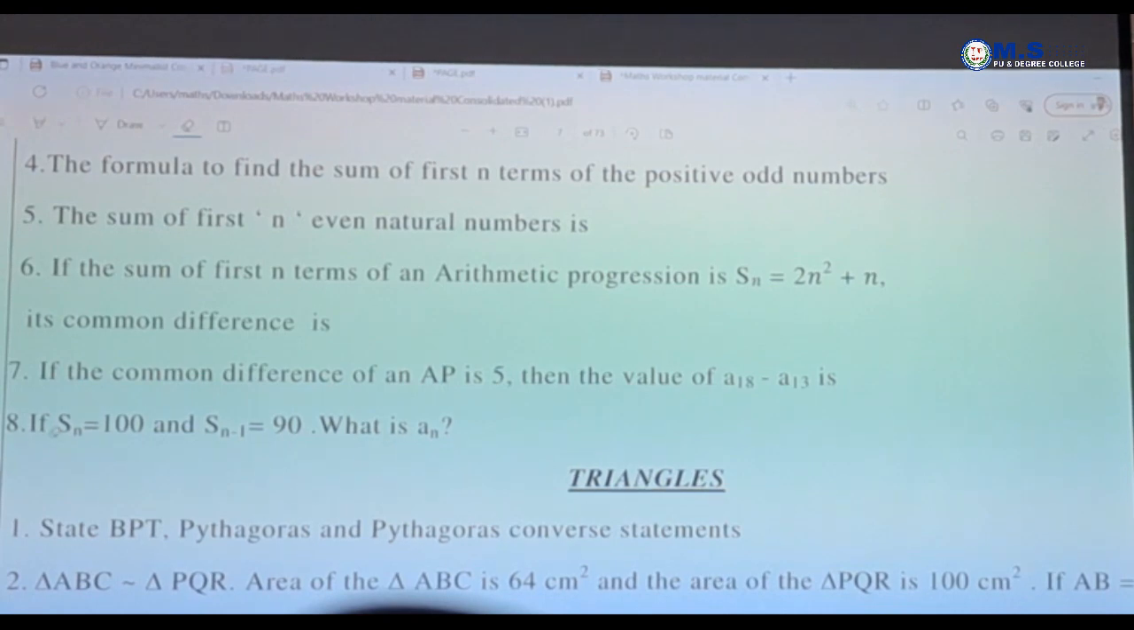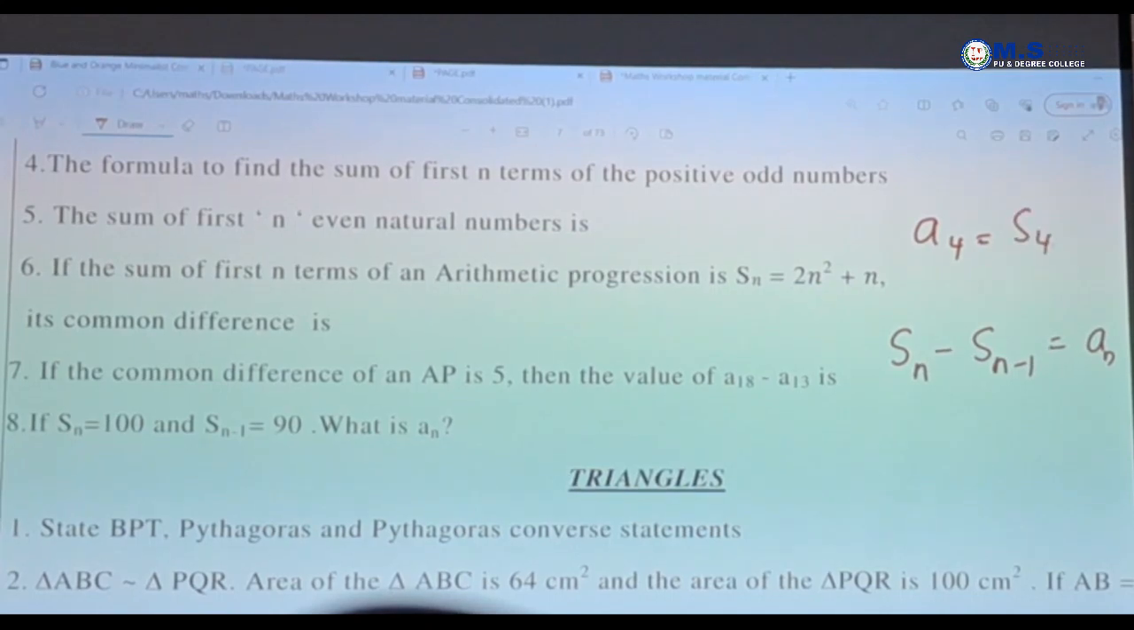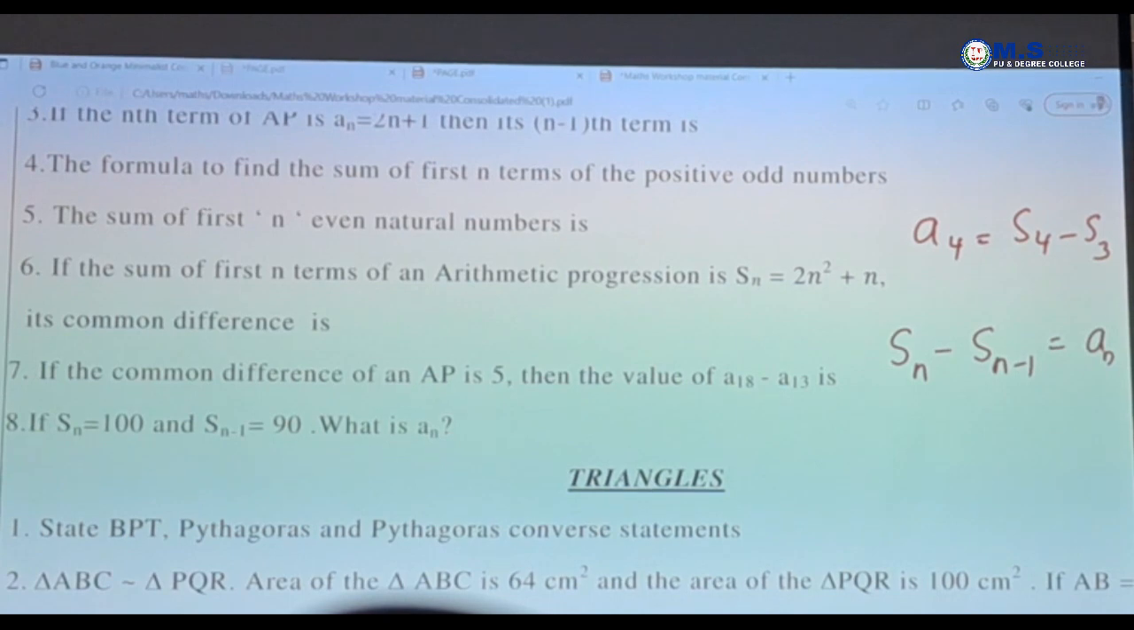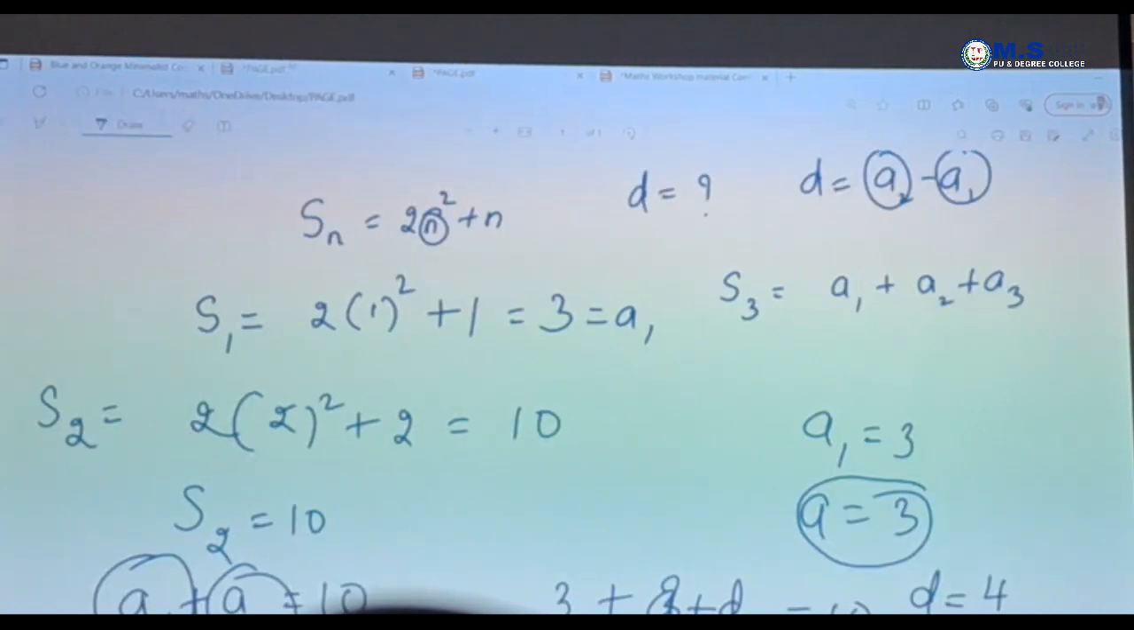Now the next question. If Sn equals 100, S of n minus 1 equals 90, then what is the value of An? We have a relation: Sn minus S of n minus 1 equals An. Means A4 equals S4 minus S3. Got it? I'll show you with working.